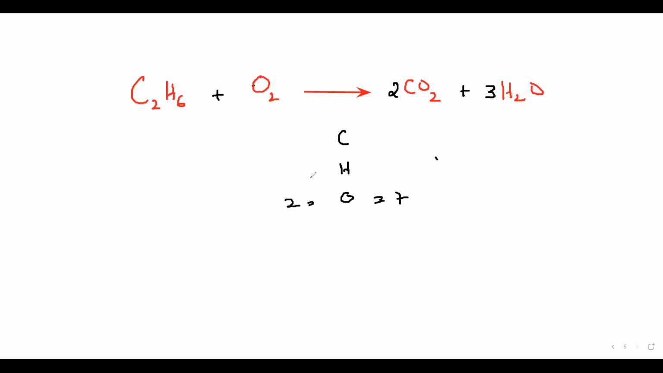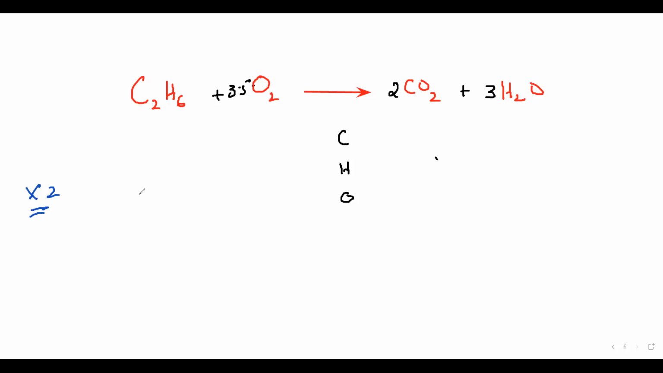So we have to balance oxygen now. But how can we make this 2 oxygen into 7, an odd number? If I multiply by 3.5, because 3.5 multiplied by 2 will become 7. So now it becomes 7 on the left and 7 on the right. But for balancing, we use whole numbers. So if you have to use a decimal to balance this equation, you will multiply all of them by 2.